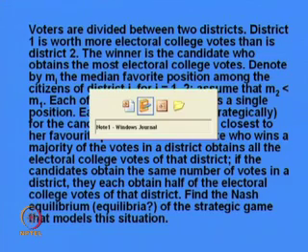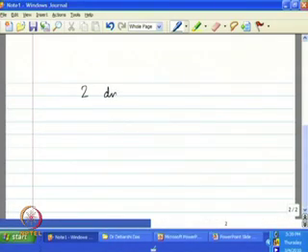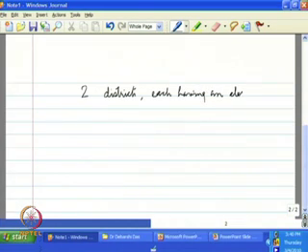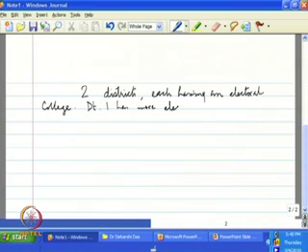So in simple language, what we have is the following. There are two districts. So you can think of, in the Indian context, two states. However, there are differences of the Indian electoral system from the system described in this question. Each has an electoral college, and district 1 has more electoral college votes than district 2.